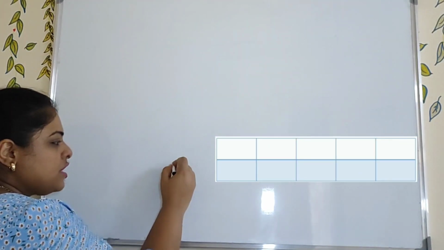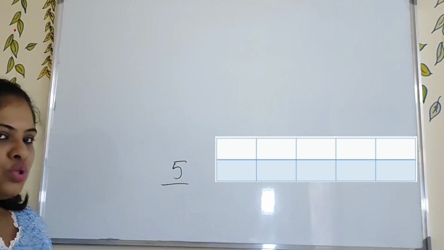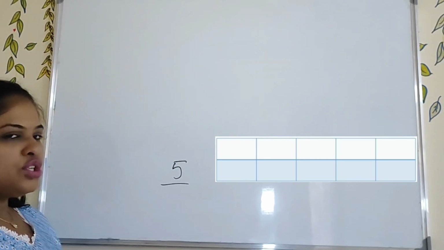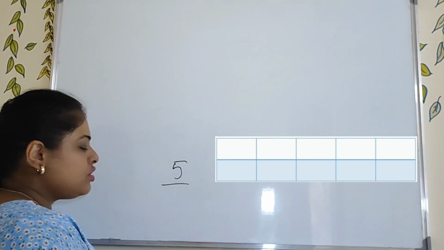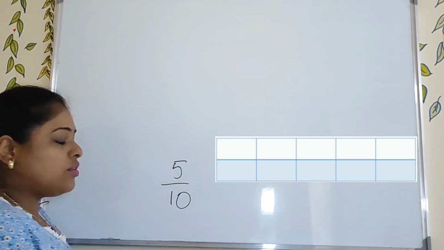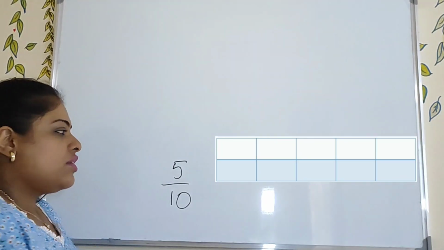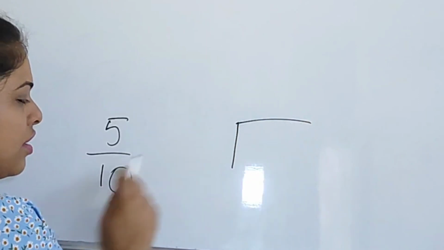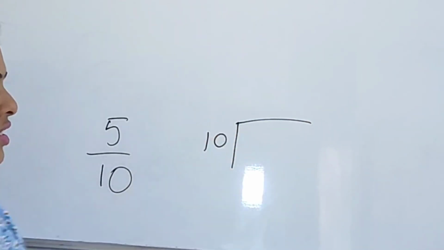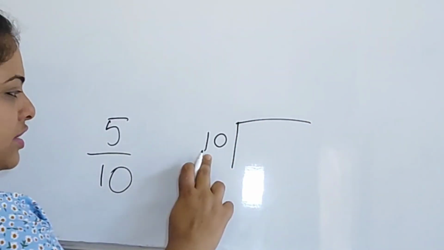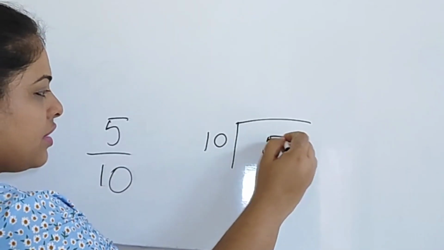Let's take another example. How many portions are shaded? We have 5 portions shaded. 5 is the numerator. Out of how many portions? Out of 10 parts. We have 10 as the denominator. We write 10 outside. We write 10 here and 5 here.